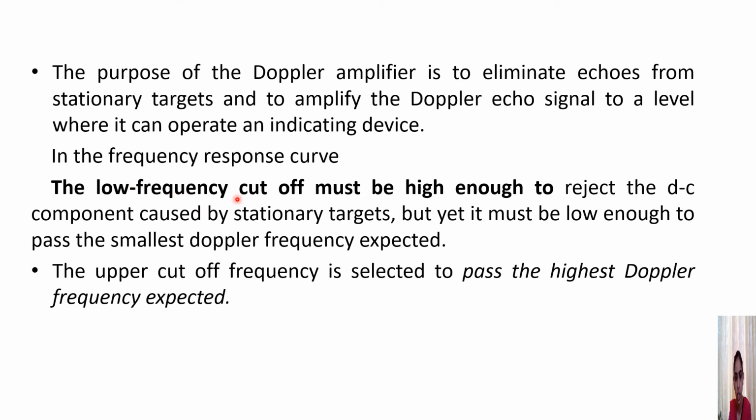That is, it should reject the noise caused by other stationary targets, but it must be low enough to pass the smallest Doppler frequency expected. And the upper cutoff must be selected such that it passes the highest possible Doppler frequency which can be expected from the target. So that is the constraint on the low frequency and the upper frequency cutoff.